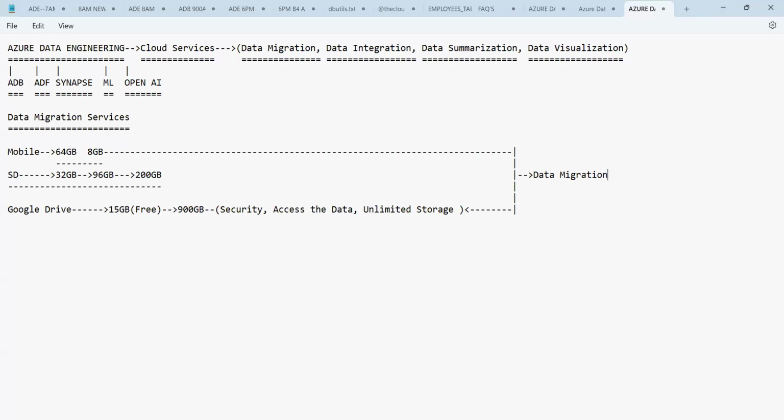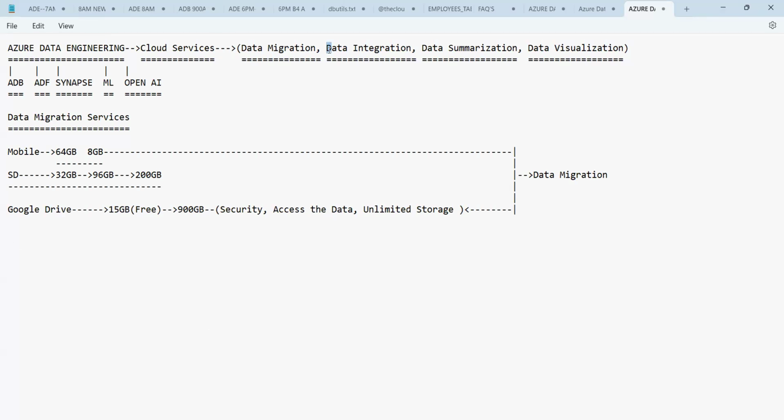Okay, everyone. So this is the first one. We call it data migration. Data migration is a process where we move the data from the on-premises towards the cloud environment. So this is called data migration. So the next one, what is it?